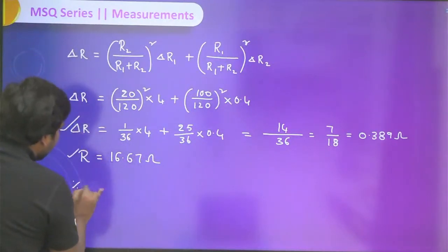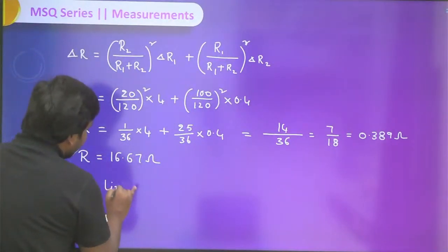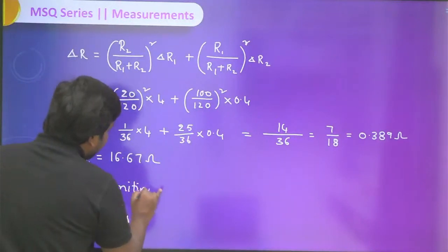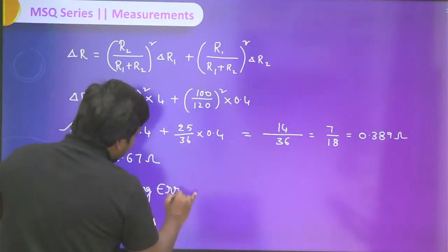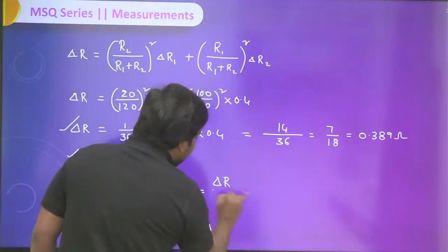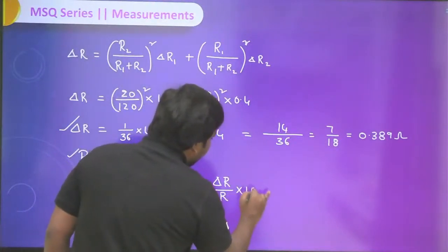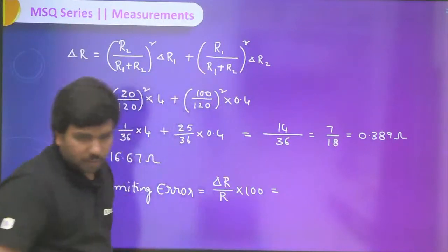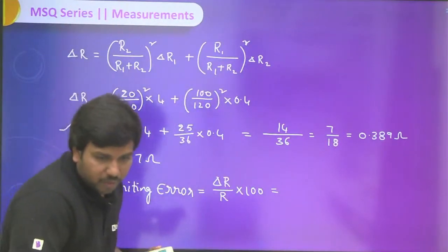Then percentage of limiting error, how much will that be? Any answer from your side? Waiting for your answer, Raghuram and Krishnaveni. Delta R divided by R into 100. So what would be that value here? Simple here. Yes, very good.